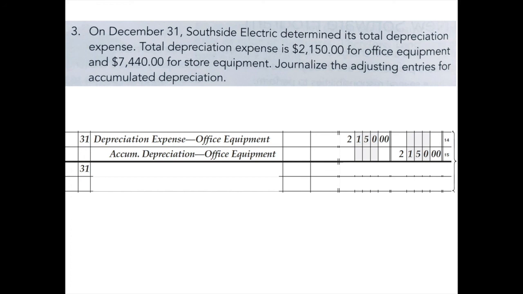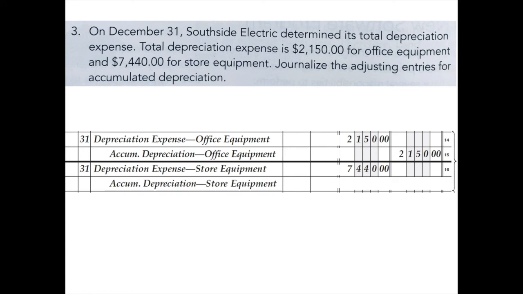Your second entry will look like the first one, the 31st. You'll have depreciation expense for your store equipment will be debited, meaning that expense is going up for the total amount of depreciation of all your store equipment. Your accumulated depreciation for your store equipment is also going up. Remember, that's a contra asset account, so therefore it has a credit balance and it's going up.